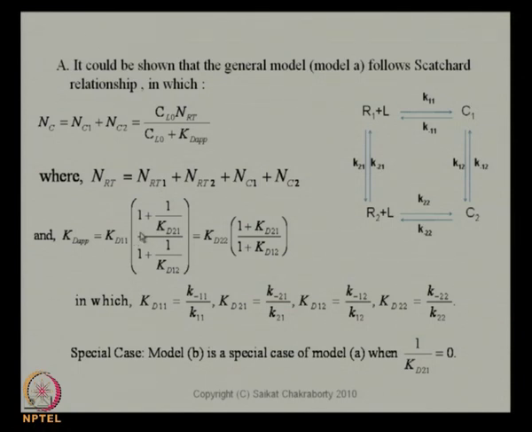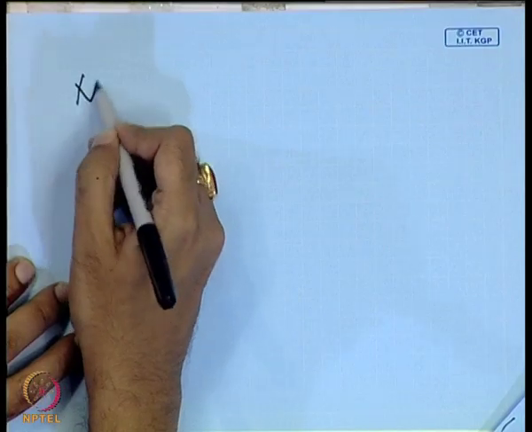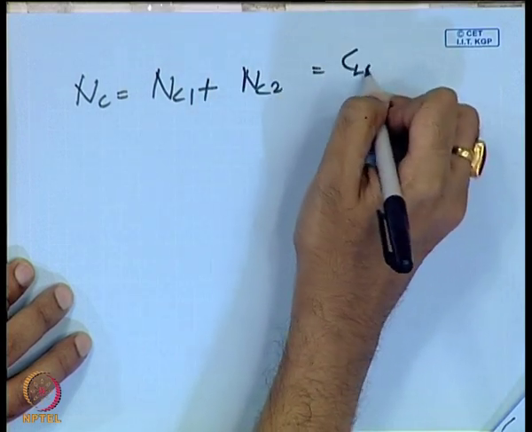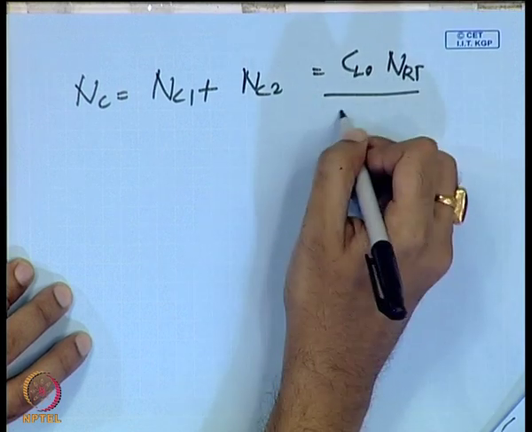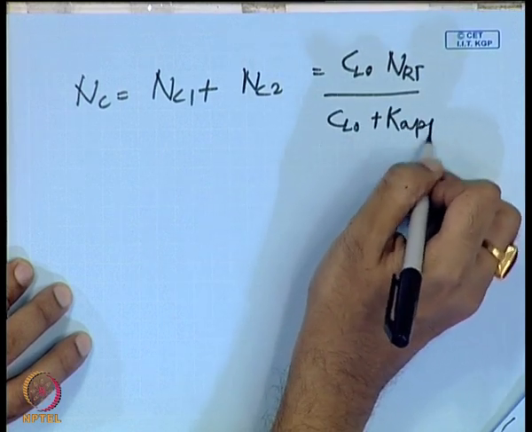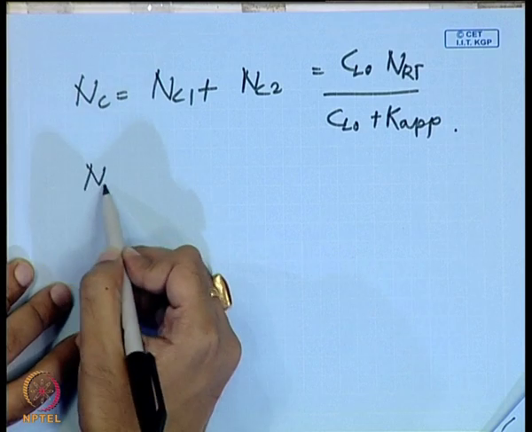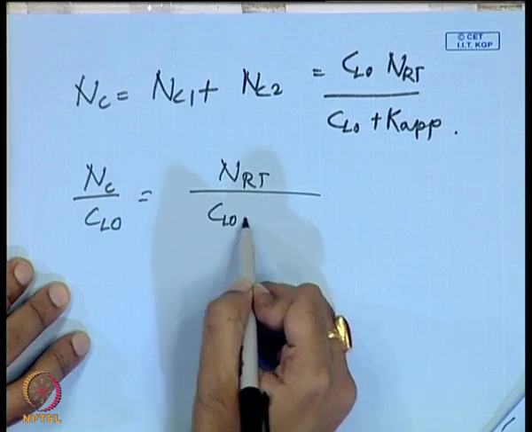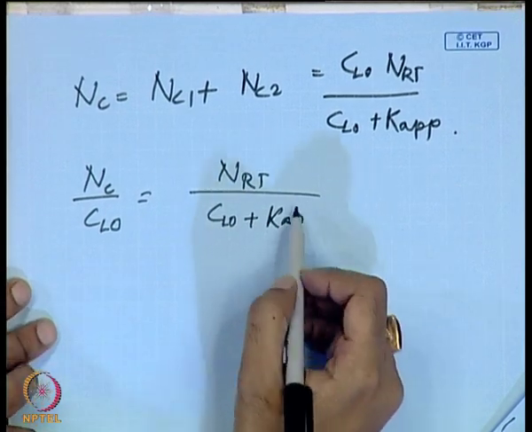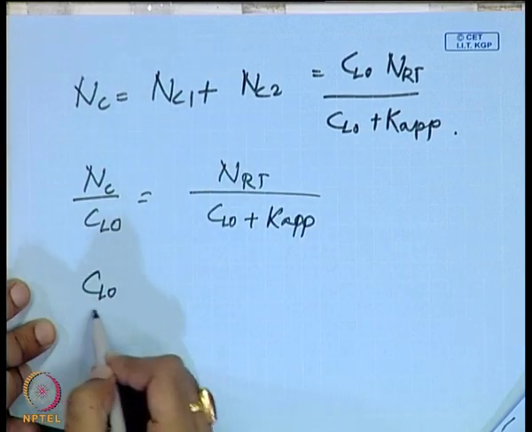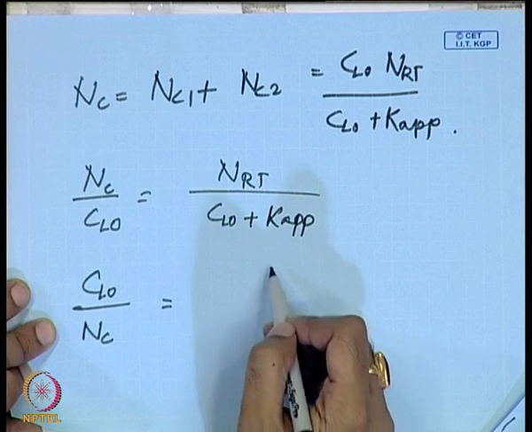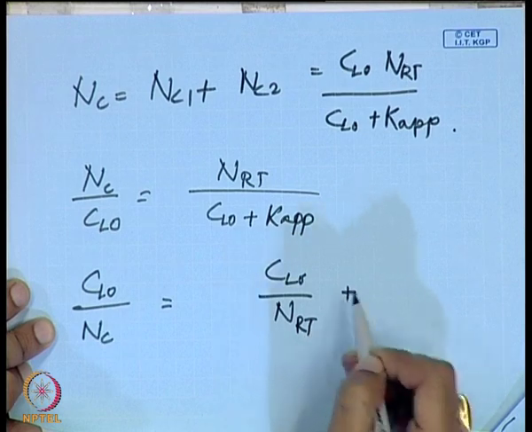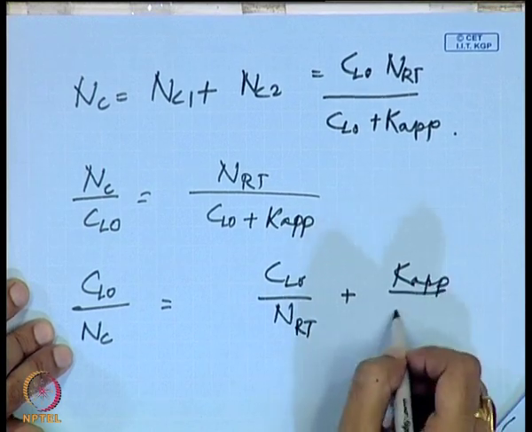So, what we essentially have is just one equation over here. Nc equals Nc1 plus Nc2 equals Cl naught NRT over Cl naught plus Kd apparent. Okay. So, this is my equation. So, the advantage is Nc over Cl naught equals NRT over Cl naught plus Kd apparent. Fine. So, Cl naught over Nc equals Cl naught over NRT plus Kd apparent over NRT.